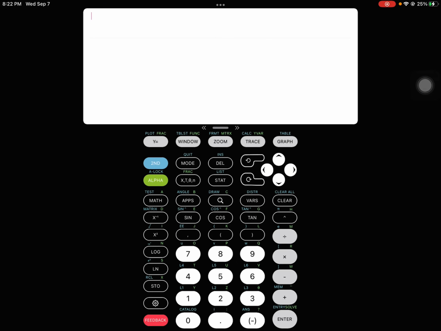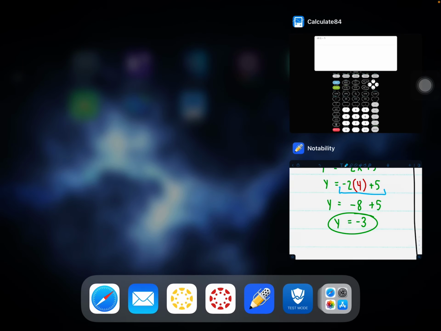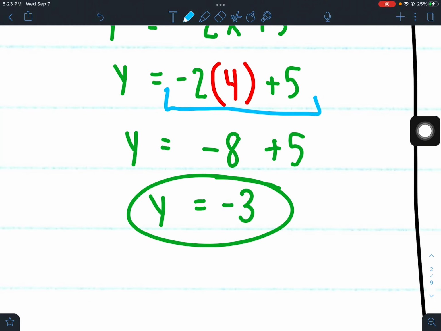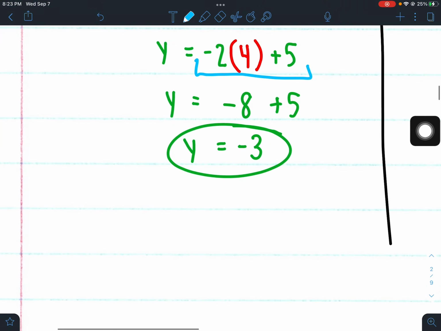So I'm going to type in exactly that into the main screen of my calculator. -2, parentheses 4, oops, messed up there, delete, 4, close parentheses, plus 5, was it plus 5? It is plus 5. Okay, and then hit enter, and I get -3. So again, your calculator will do that work for you if you don't feel like doing it, but it's always good to know your mental math skills.